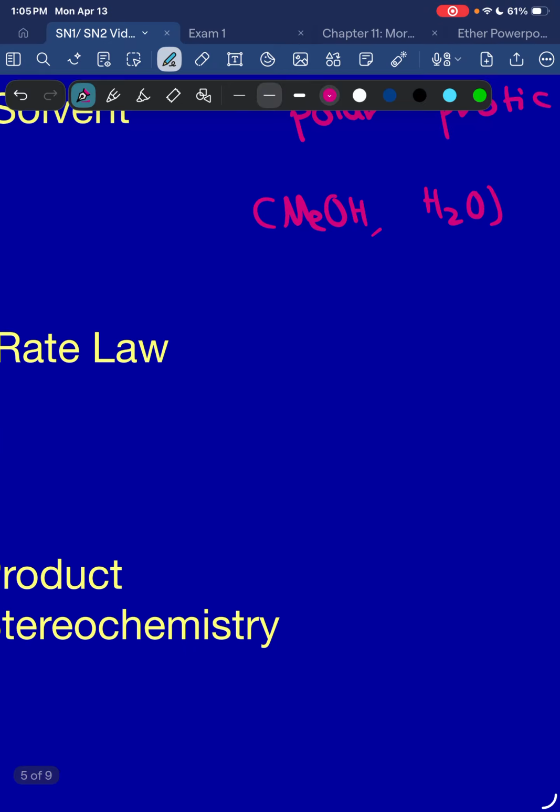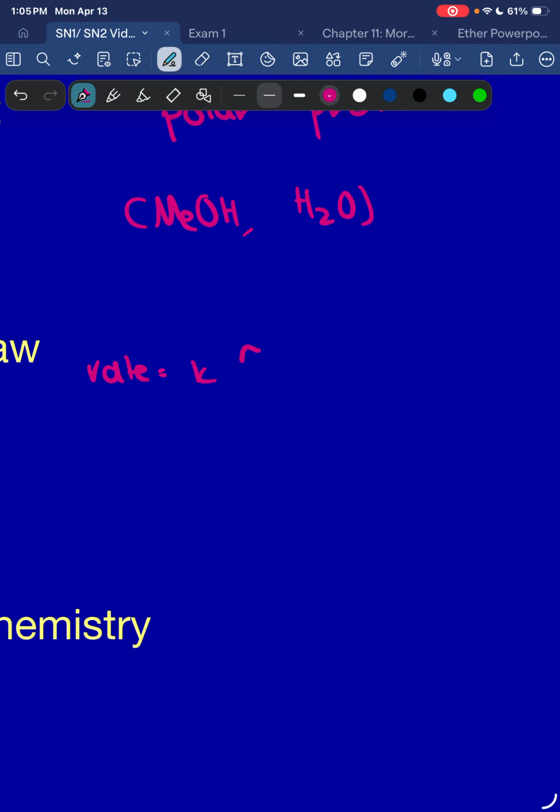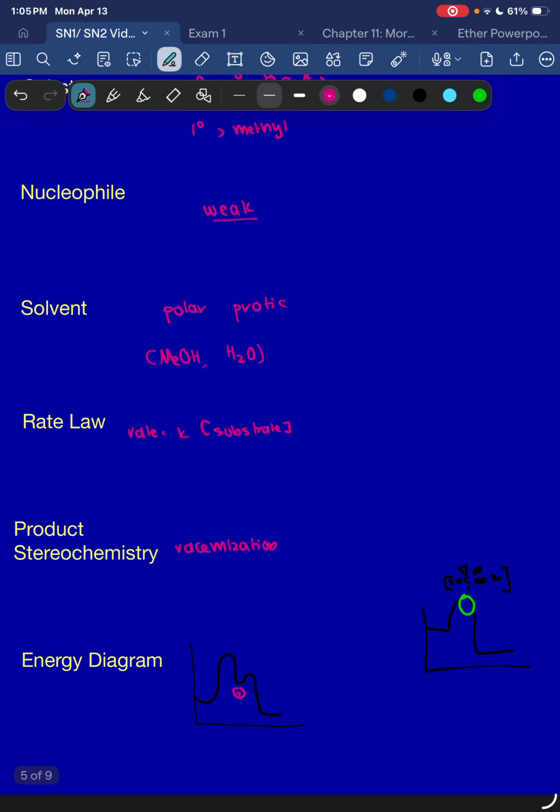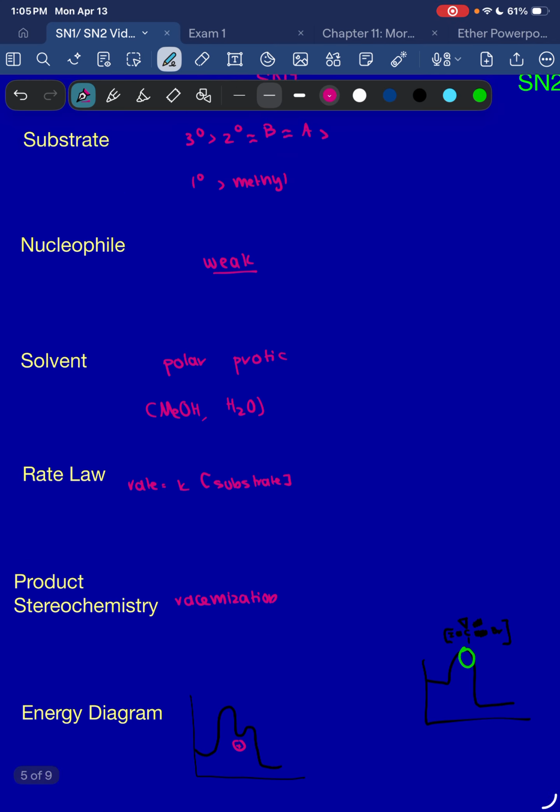The rate law, since it's a two-step reaction, the rate law and the rate determining step only involves the substrate. And so the nucleophile, unlike an SN2, does not really matter here because the only thing needed to overcome the activation energy is a substrate, or in our example, the bromobutane. Product stereochemistry will be racemization. And as we can see in the energy diagram, we have 2 transition states, sometimes 3 if you have the deprotonation step, and you'll see the carbocation intermediate formed.